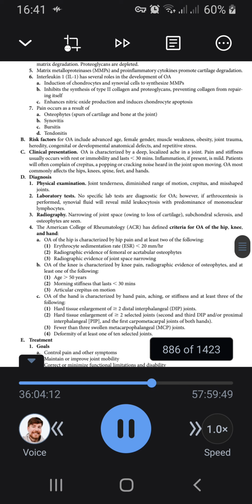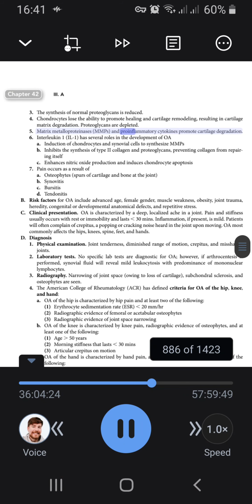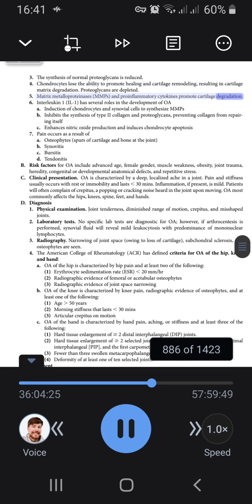A. 3. The synthesis of normal proteoglycans is reduced. 4. Chondrocytes lose the ability to promote healing and cartilage remodeling, resulting in cartilage matrix degradation. Proteoglycans are depleted. 5. Matrix metalloproteinases, MMPs, and pro-inflammatory cytokines promote cartilage degradation.